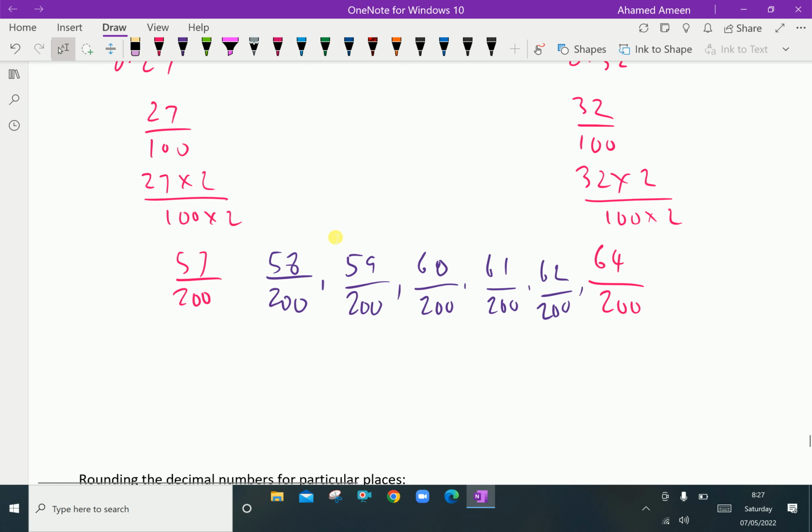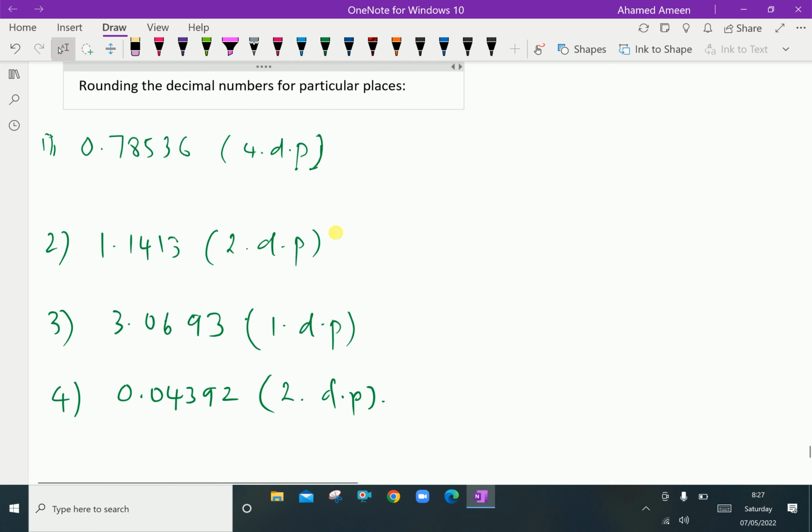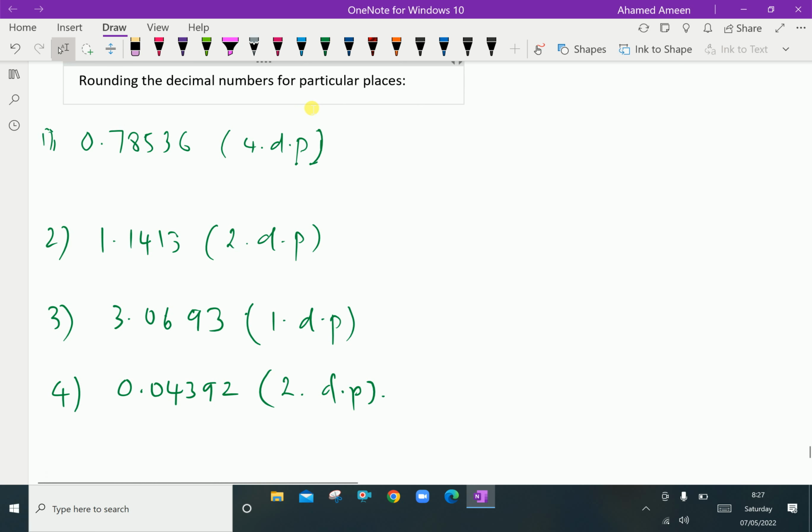Now look at one more example: rounding decimal numbers to particular places. Here 0.78536 to 4 decimal places. After the decimal, 1, 2, 3, 4, 5, so 5 places are there. The 5th place is 6, which is more than 5, so add 1 to the previous. So it is equal to 4 decimal places: 0.7854.